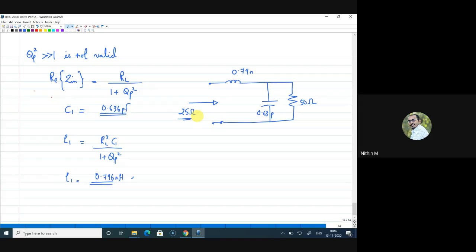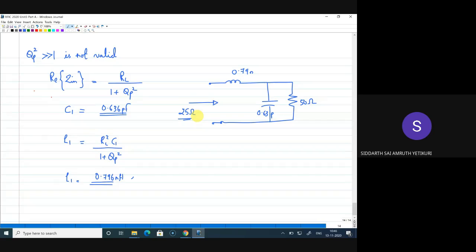Yes, go ahead. Who is having a doubt? Sir, I think we get Qp square equal to 1 at some point. In which case do we get Qp as 1? The real part of Zn becomes 25 ohms, sir, and RL is 50 ohms. Yes. So when you cancel, it becomes 1 plus Qp square equals 2. Hence, Qp square equals 1.